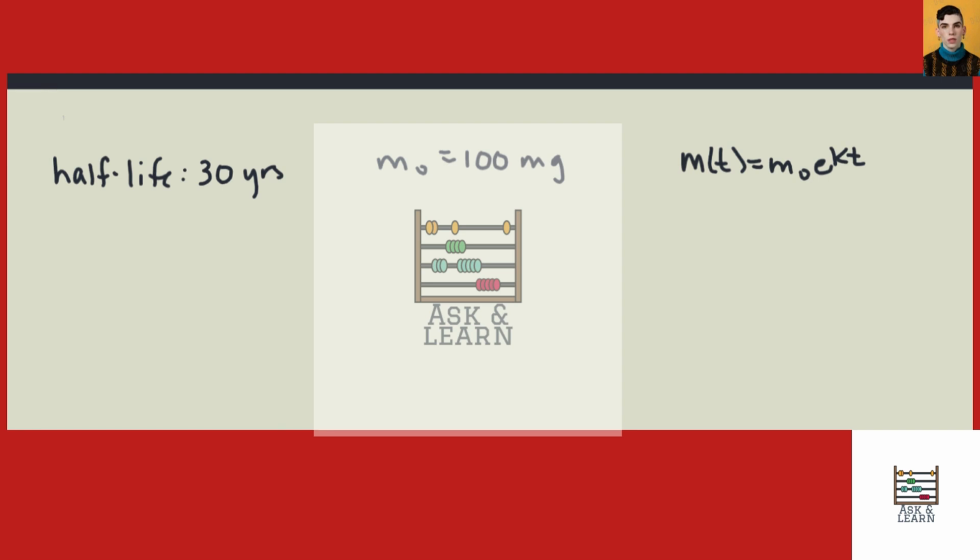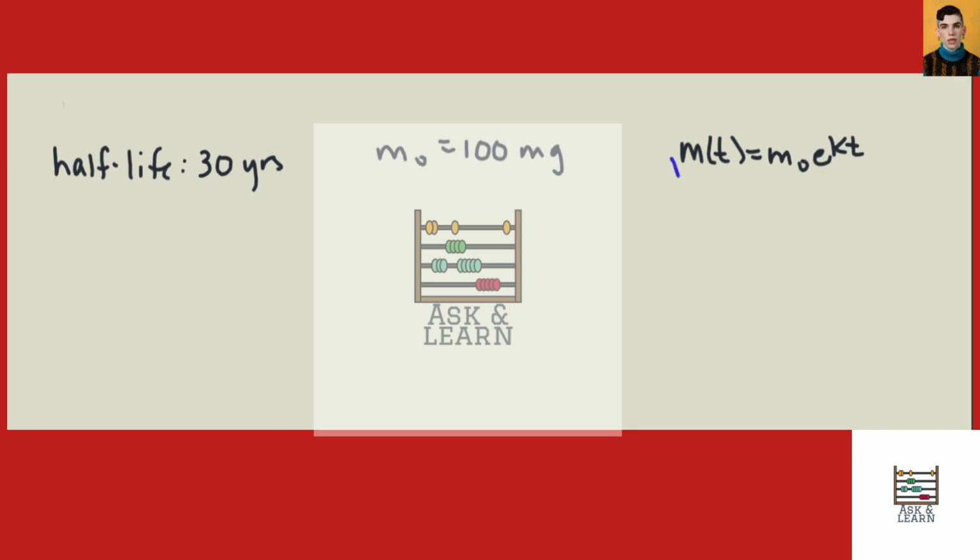Here we have a half-life problem, and the model we use for half-life is m of t equals m naught e to the kt. This is the exact same model that we use for population growth. We're just using an m instead of a p, and we can expect the value of k to be negative instead of positive since it's going to be decay and not growth.